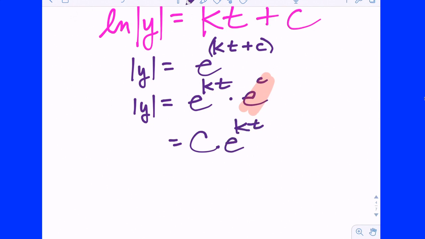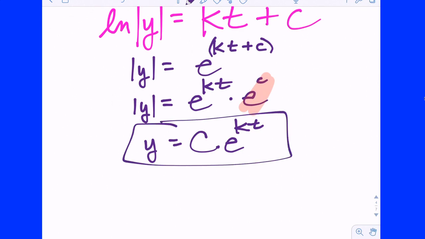And with it out front now, when we drop the absolute values, as we saw yesterday, we do not need the plus or minus in front of the c, because c takes care of that for us. So that is the prettiest general solution to the differential equation, dy/dt equals k times y. If and only if. Now we can make it a theorem.